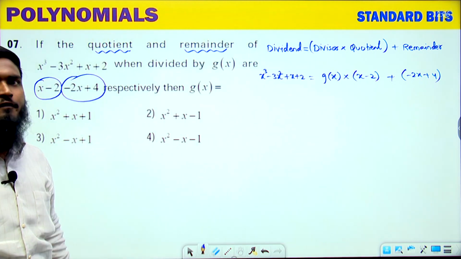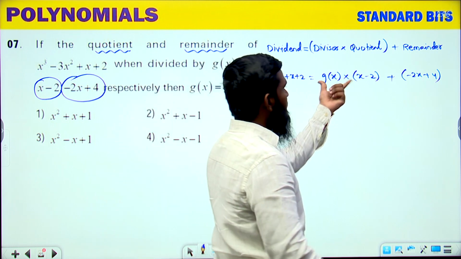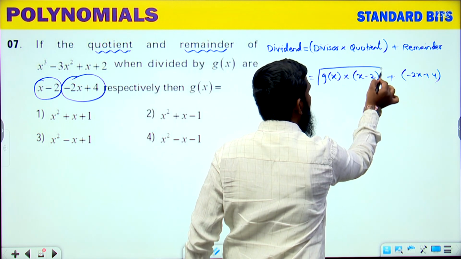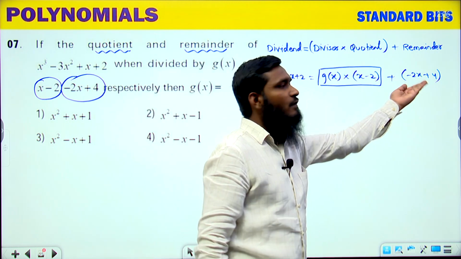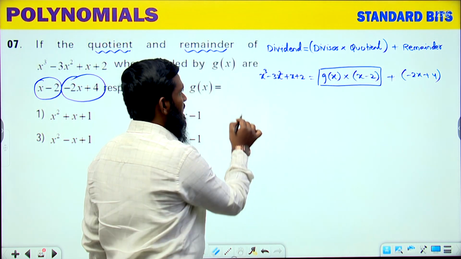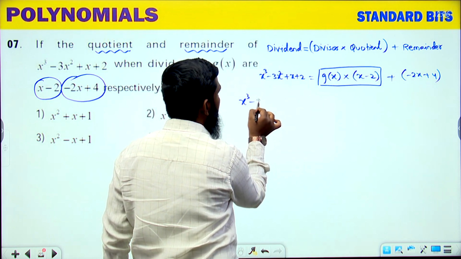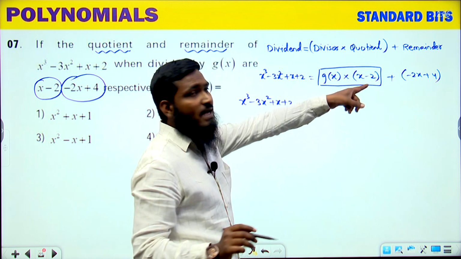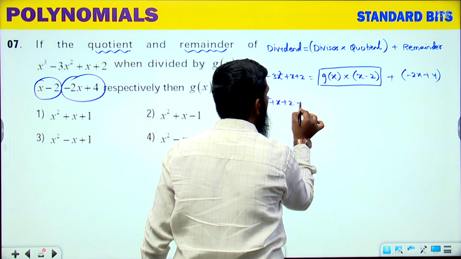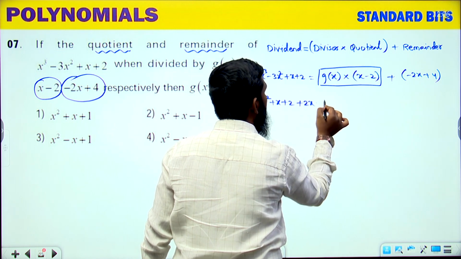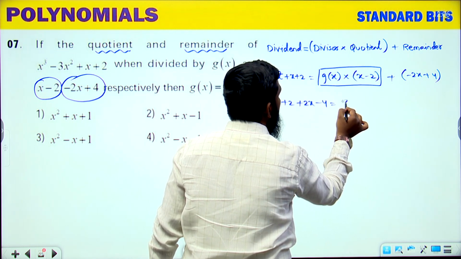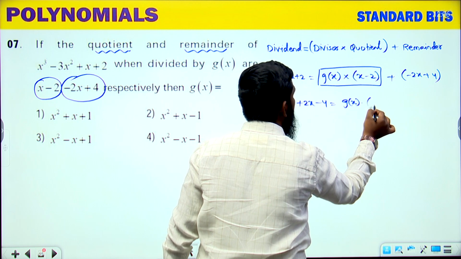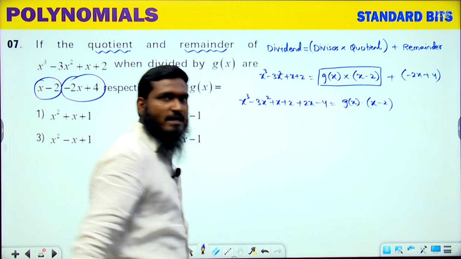Now we have to find out the g of x value. If you want to find the g of x value, this part is in multiplication, so leave this part as it is. First we will bring that part to this side. So what will happen now? x cube minus 3x square plus x plus 2, minus 2x coming over here means plus 2x, plus 4 over here means minus 4, equals g of x into x minus 2. Okay, like this we have taken.